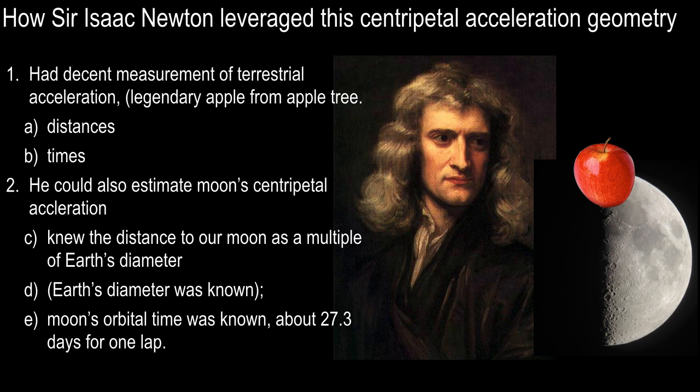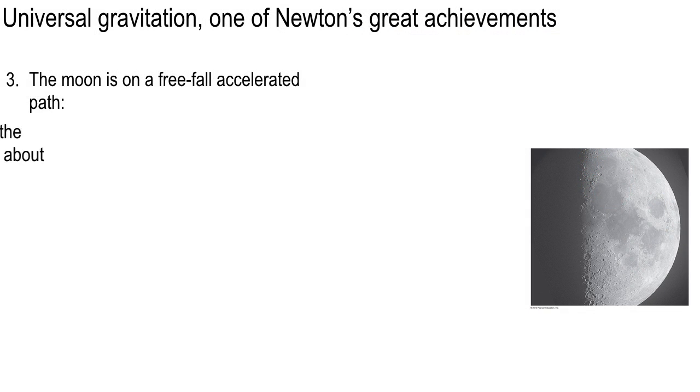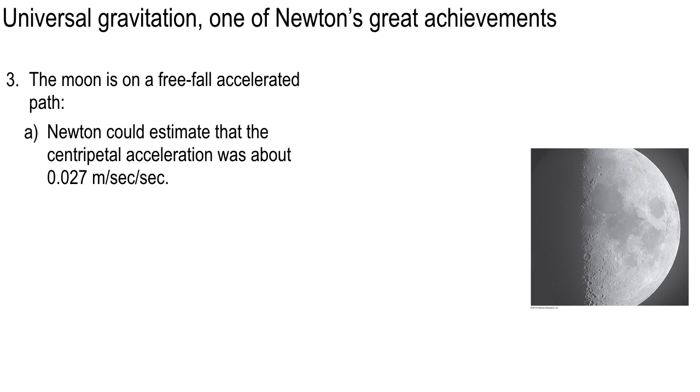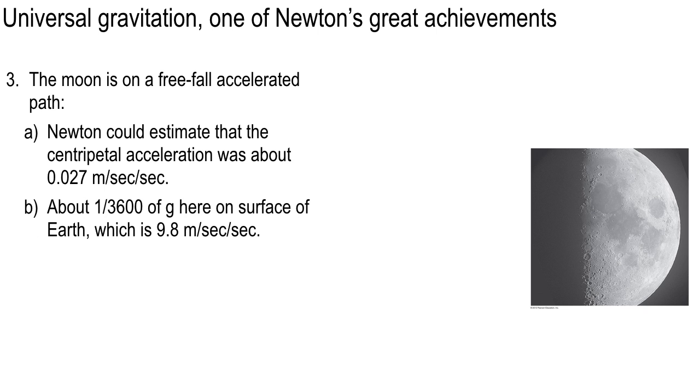And here's what he was able to estimate. That the centripetal acceleration under the measurement that he was able to do in our current metric system was about 0.027 meters per second per second. All right? And that is roughly 1/3600 of the surface acceleration in his apple orchard out in the backyard.